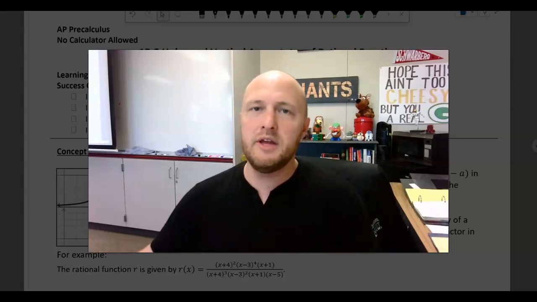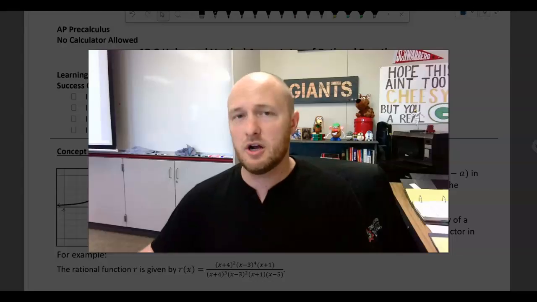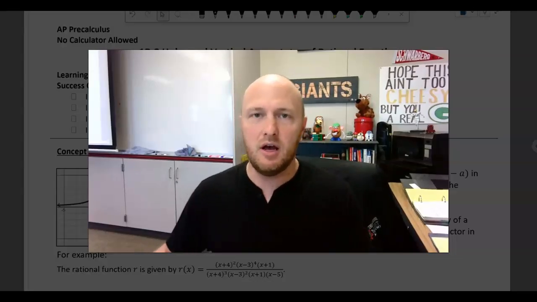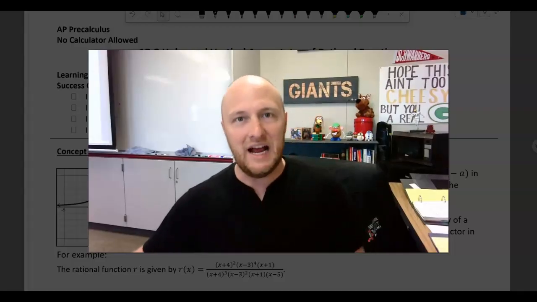This is 1B lesson 2. We're going to talk about holes and asymptotes and how we find them algebraically from functions of rational functions.